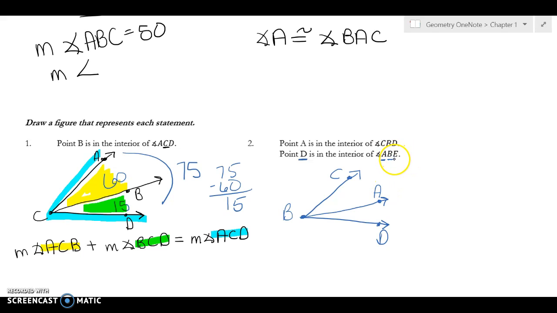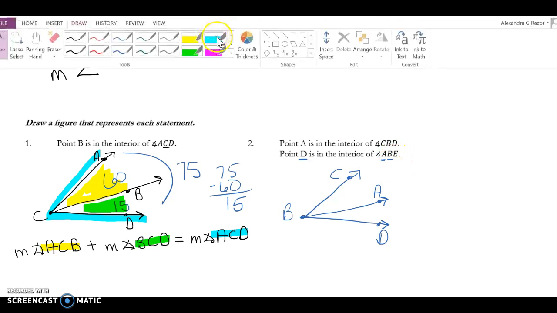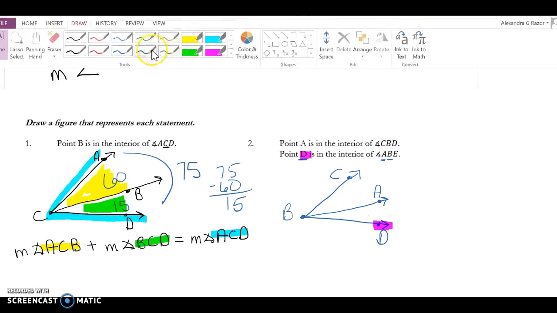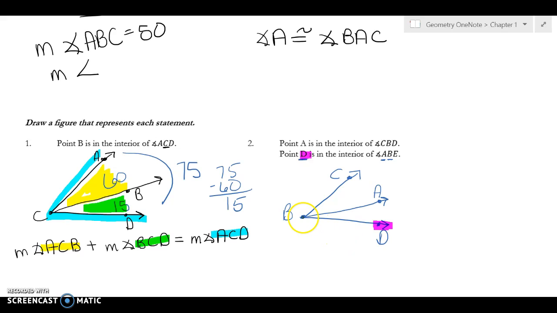So I have to draw an E, and I have to draw an E so that this point D, right here, is in the interior. Well, the only way that I can make it in the interior is if I extend this down, and now here is A, B, E, and D is in the interior. So sometimes you're going to have pictures that are combined and you just take them one step at a time. Remember, you can only write a letter once.